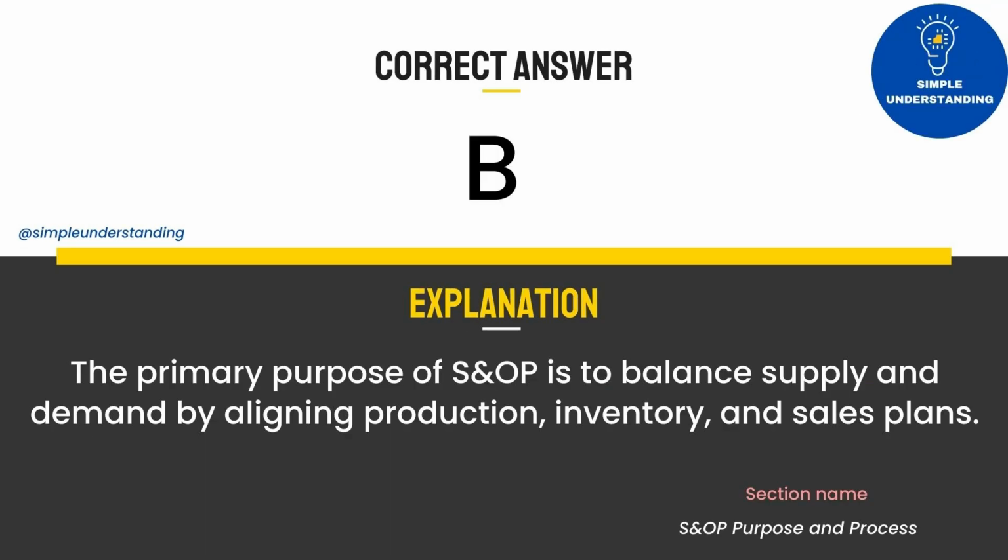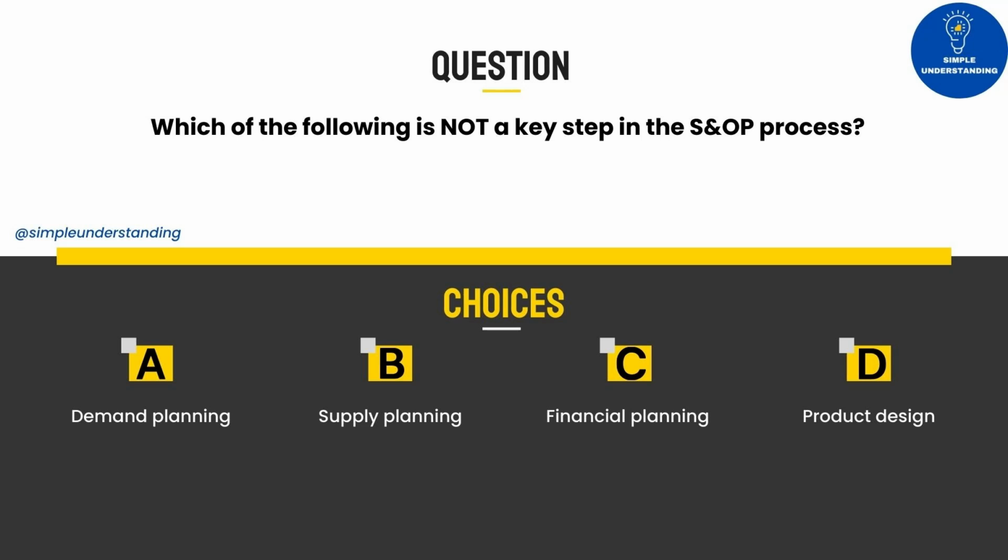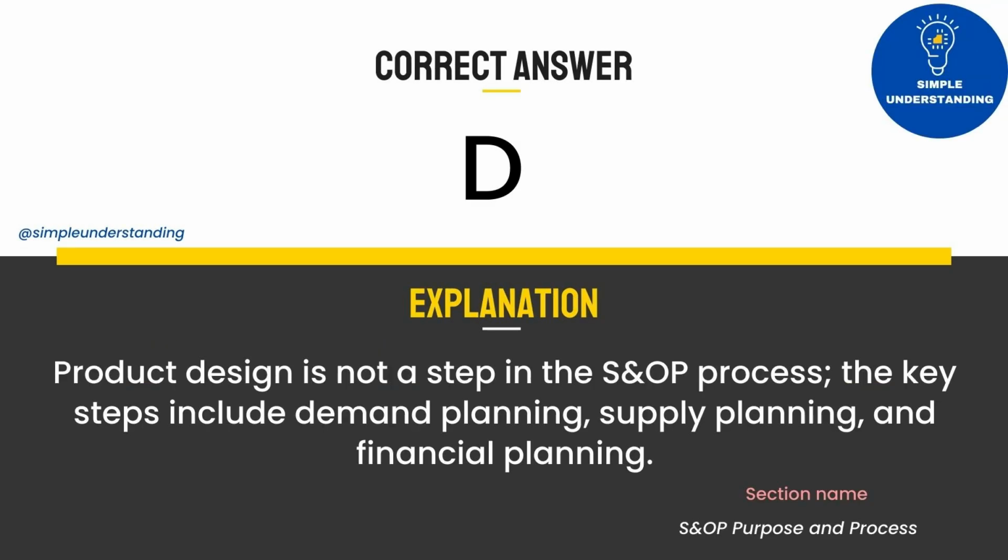Correct answer: B. Explanation. The primary purpose of S&OP is to balance supply and demand by aligning production, inventory, and sales plans. 2. Which of the following is not a key step in the S&OP process? A. Demand planning. B. Supply planning. C. Financial planning. D. Product design. Correct answer: D. Explanation. Product design is not a step in the S&OP process. The key steps include demand planning, supply planning, and financial planning.